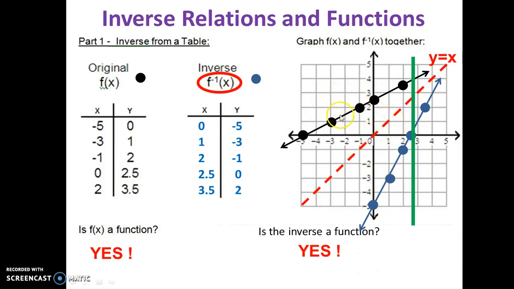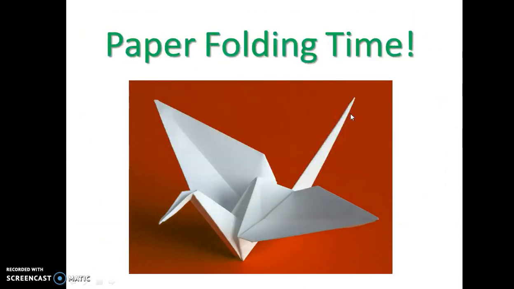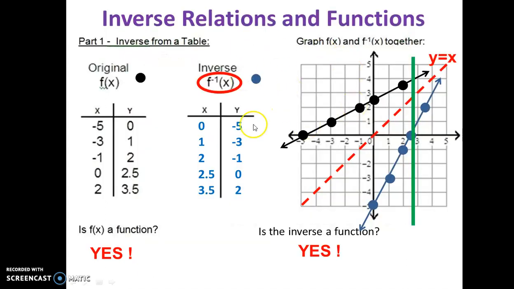Sometimes the original will be a function, the inverse will not, and sometimes the inverse will be a function and the original will not. So, paper folding time. Why does it say that? Well, I want you to actually take this paper and fold it along this dotted line right here, the line of reflection, and then fold it over so that this graph goes towards this graph.